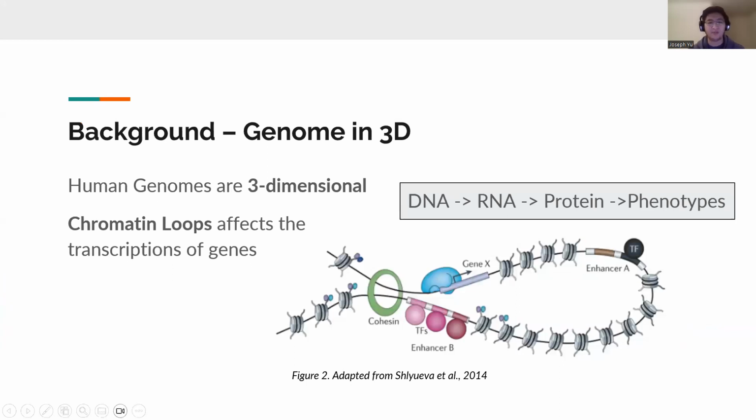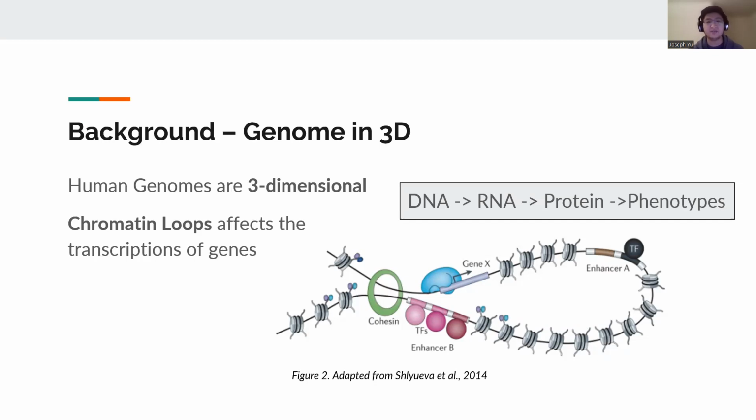So we start with the background of the project, which is the human genome. Most people are familiar with DNA and can imagine the double helical structure of the human genome with its A, T, C, and Gs. But what a lot of people often overlook is the fact that the human genome is three-dimensional and can form complex twists and loops.